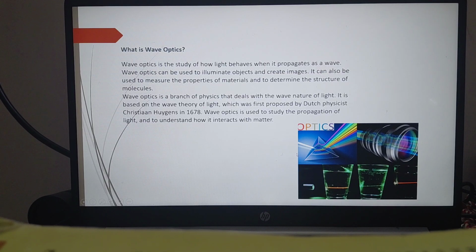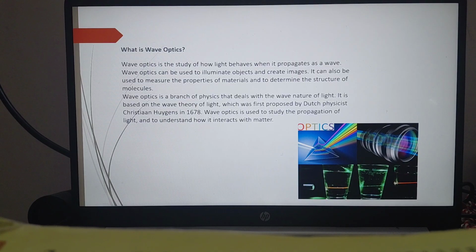See, what is wave optics? Wave optics is the study of light, how light behaves when it propagates as a wave, and how it behaves with matter or molecules. So this is wave optics. That is, wave optics is a branch of physics that deals with the nature of light, based on the wave theory.